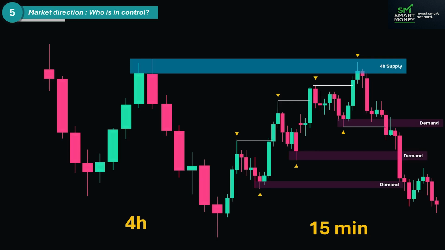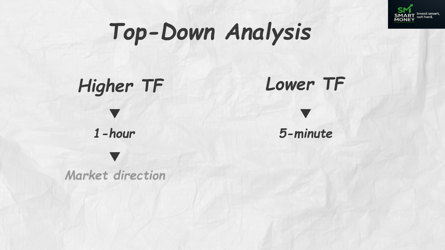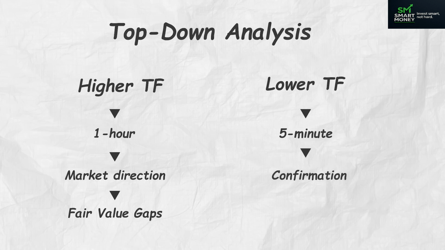So let me show you how to perform a proper top-down analysis using a real chart example. In this example, we're going to use the 1-hour chart as our higher time frame and the 5-minute chart for entries. On the 1-hour chart, we'll simply analyze the market direction and identify fair value gaps. Then, we'll zoom into the 5-minute chart to look for confirmation and enter the trade.